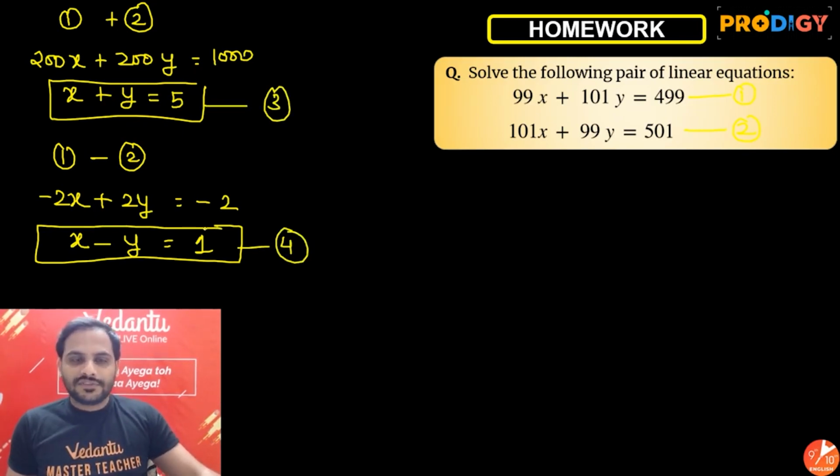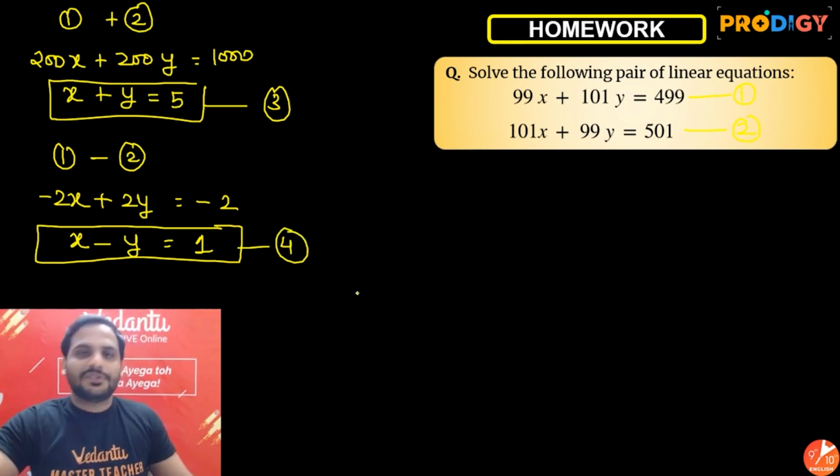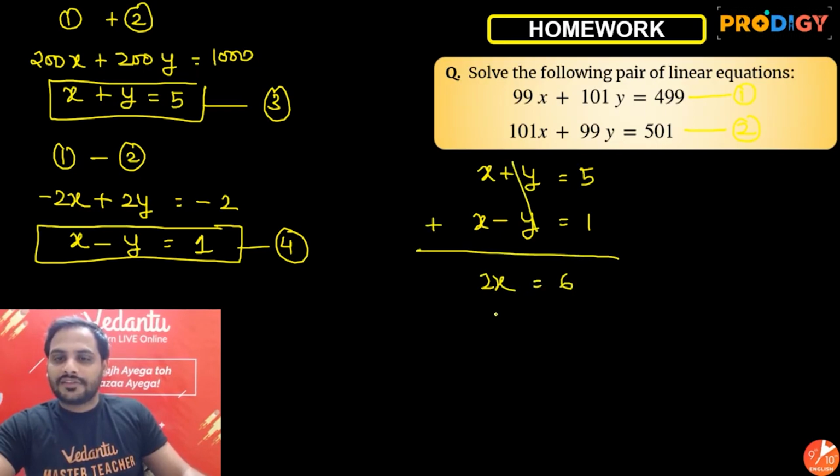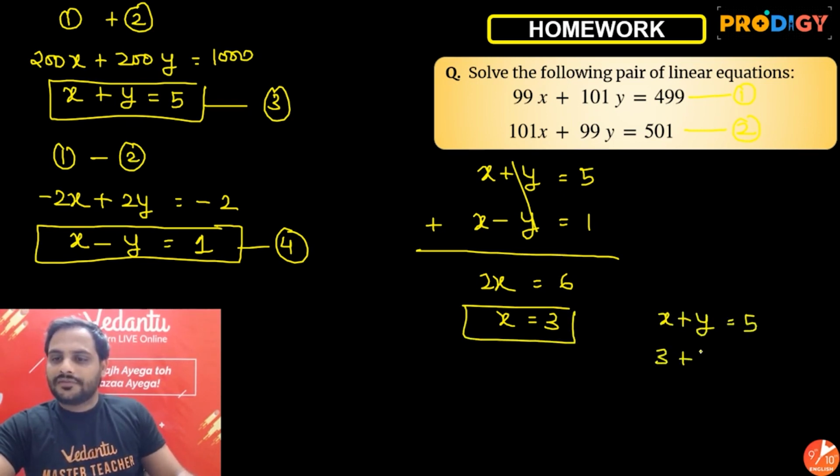Now these two equations will have the same roots as equations 1 and 2. So solve these two. I have x plus y is equal to 5 and x minus y is equal to 1. Add both the equations: 2x is equal to 6, x is equal to 3. Put x equal to 3 in any of the equations. Suppose x plus y is equal to 5, so 3 plus y is equal to 5, so y is equal to 2.